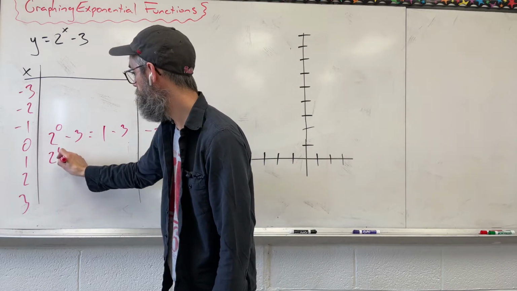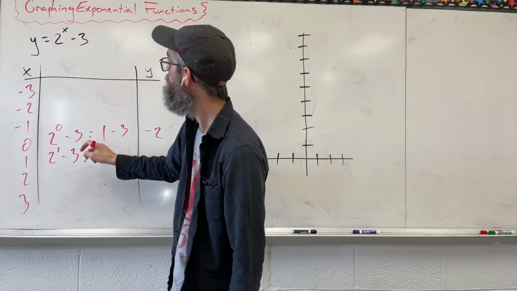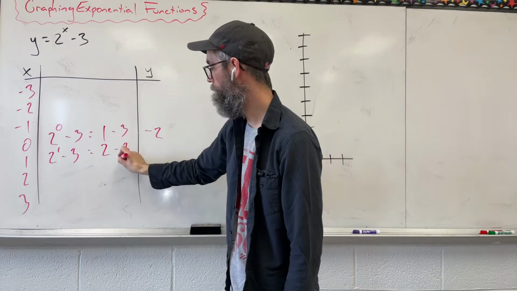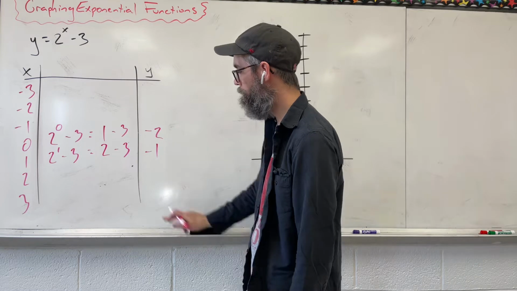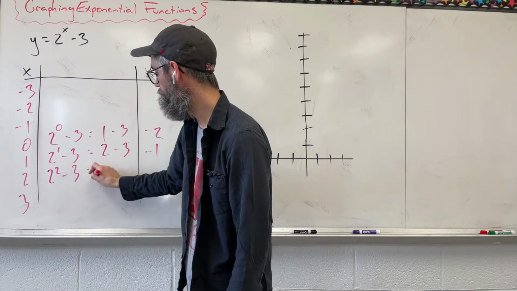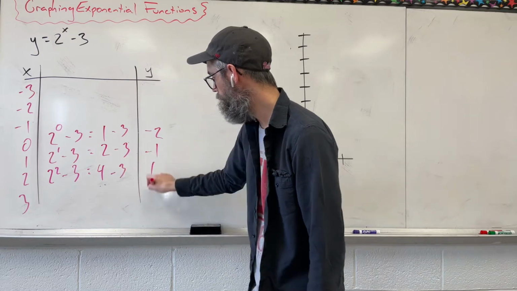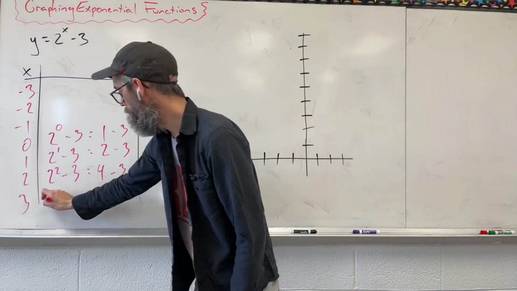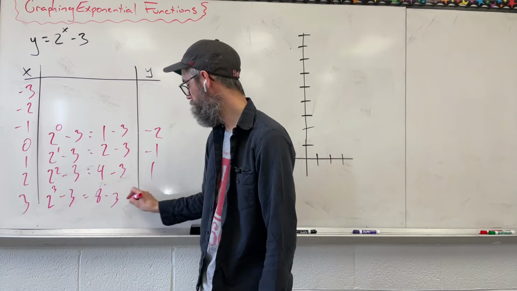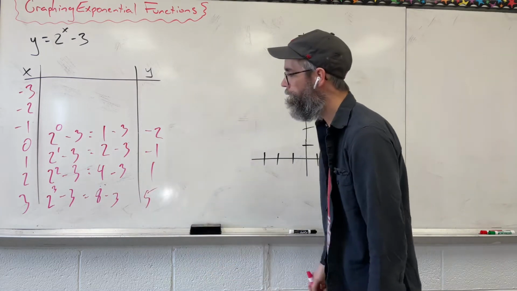We're going to say 2 to the first power minus 3, which gives us 2 minus 3, which is negative 1. 2 to the second power minus 3 gives us 4 minus 3, back into our positive numbers, which is 1. And then 2 to the third power minus 3 gives us 8 minus 3, which is 5. Okay?